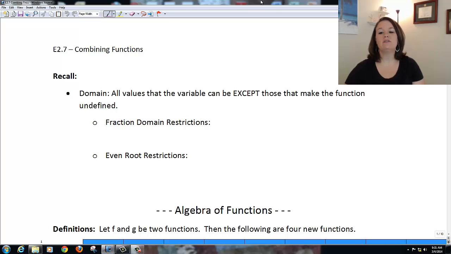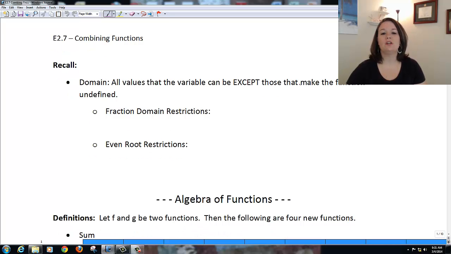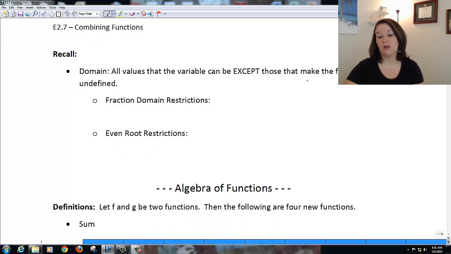Okay, when we're looking for a domain, we're basically saying we want to know every single possible value that we could plug into the function except those that make it undefined. Okay, and we have two restrictions that we're going to encounter in this class. There's more in life in general, but the only ones we have to worry about for our class are fraction domain restrictions and even root restrictions.